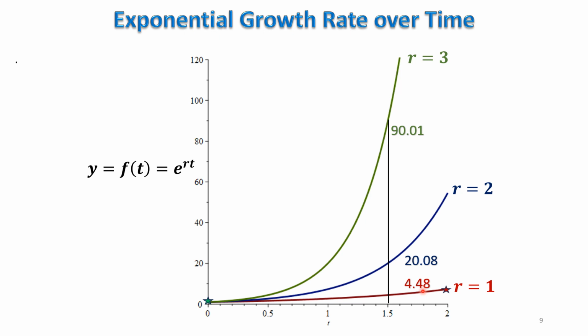4.48. So e to the power 0 will be 1. So our graph is not starting from origin. Even though x-axis value is 0, y-axis value is 1, and it grows to 4.48 in 2 years with growth rate of 1. With the growth rate of 2 in 2 years, it will lead to 20.08, and with growth rate of 3 in 1.5 year, it leads to 90.01.